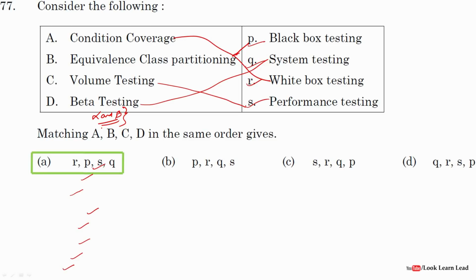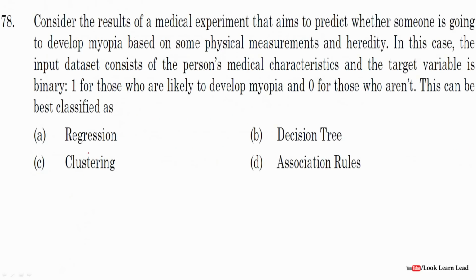Okay, they are tested when everything is completed. It is a system testing. So the answer is A. Next, consider the result of a medical experiment that aims to predict whether someone is going to develop myopia based on some physical requirements and heredity.